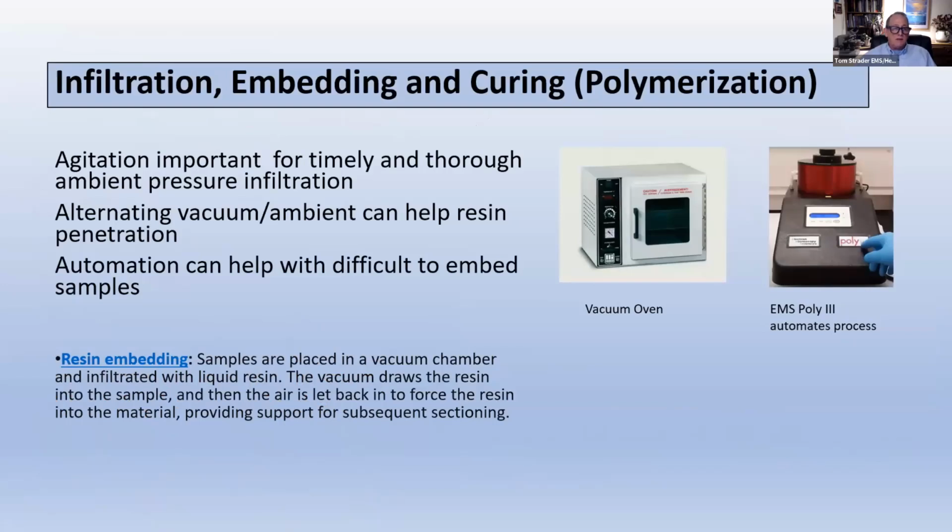Infiltration, embedding, and curing. Agitation is important for timely and thorough ambient pressure infiltration. Alternating vacuum and ambient can help with penetration, and that can be done in a standard vacuum oven, or there's a device from EMS that does it automatically, and particularly helpful with difficult to embed samples.